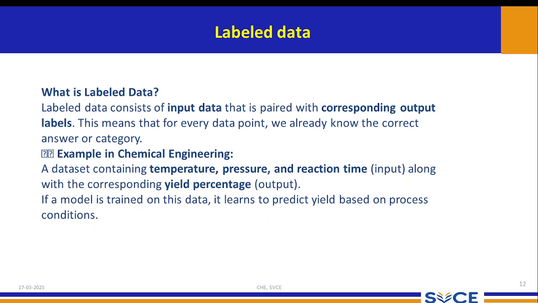Labeled data consists of input data that is paired with corresponding output labels. So that's what I told, how it has been related with the dependent variable and the independent variable. Okay, so examples in chemical engineering we have already seen. For example, in a reactor, changing the pressure and temperature changes the reaction yield. Okay, so that is the output, that is a response.